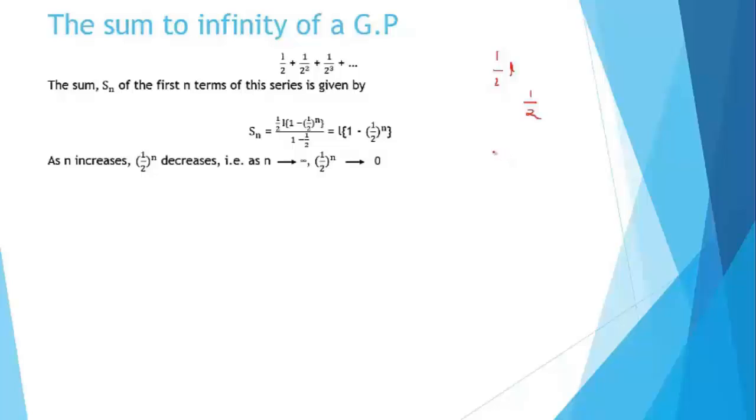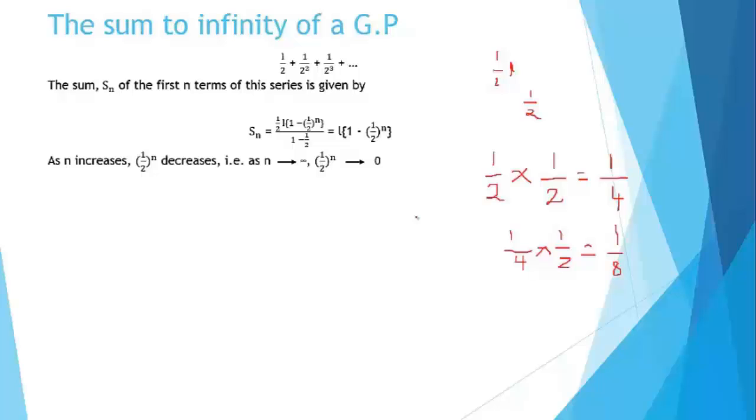This is because half is less than 1. When we multiply half by half, we get a lesser value than half, which is 1/4. And when we multiply 1/4 by half, we get 1/8, which is less than 1/4. As we multiply by half each time, the value gets smaller than the previous. That's how (1/2)^n goes to 0 as n goes to infinity.